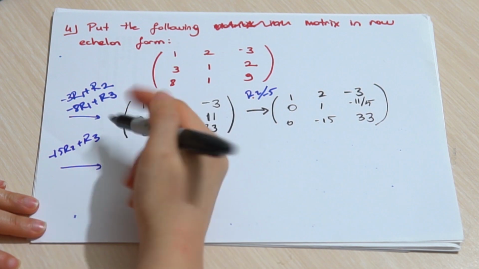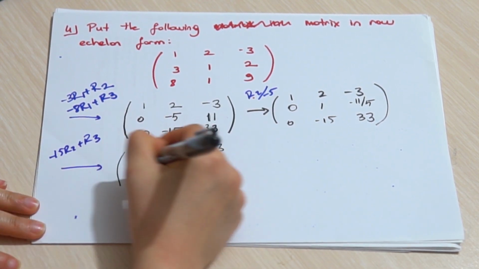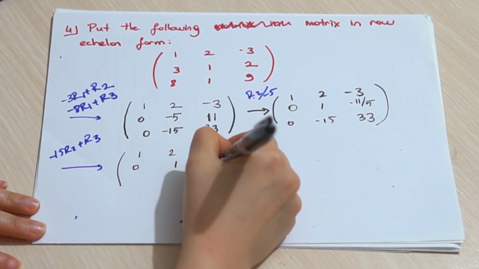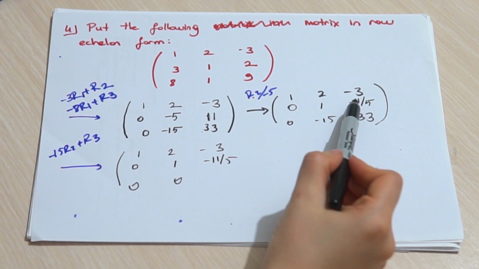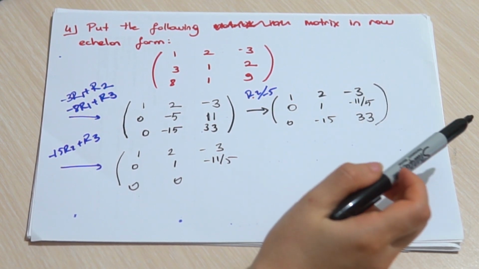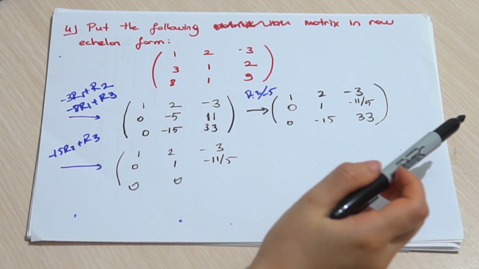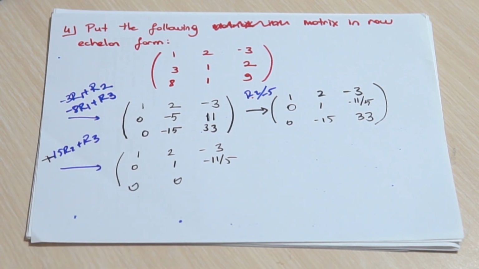Then I will have 1, 2, minus 3, 0, 1, minus 11 over 5, 0, 0. Minus 15 times this one is, sorry, I add plus 15 row 2 to row 3.